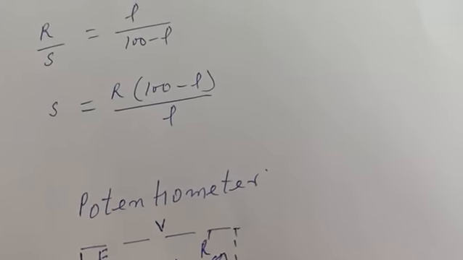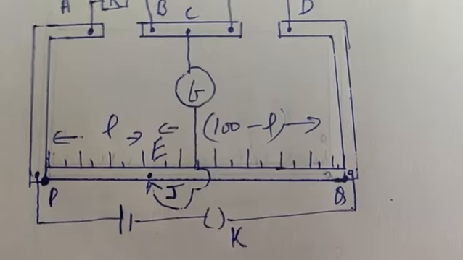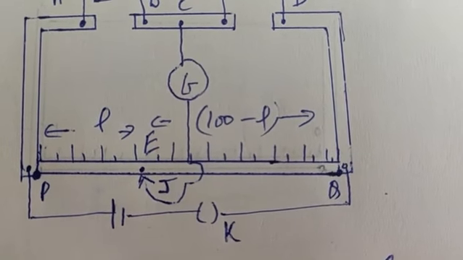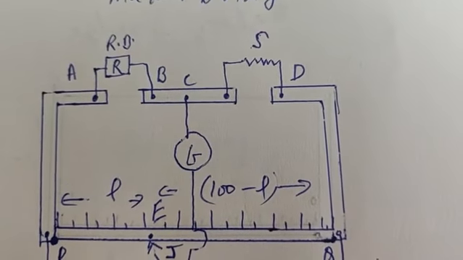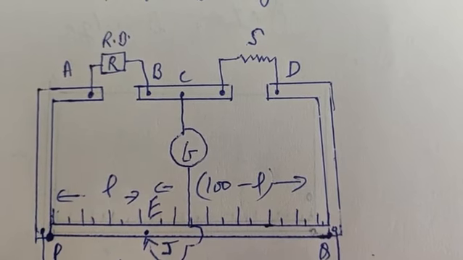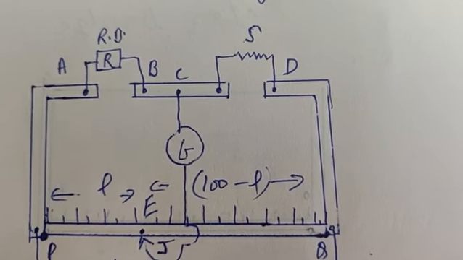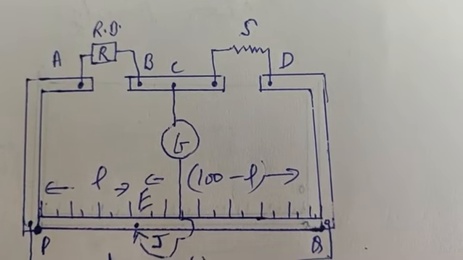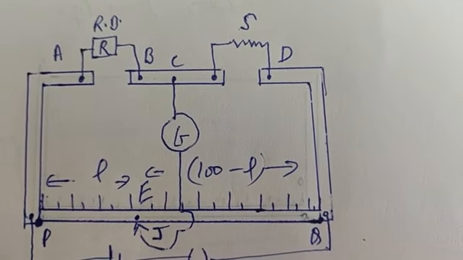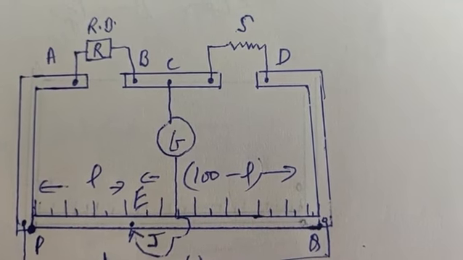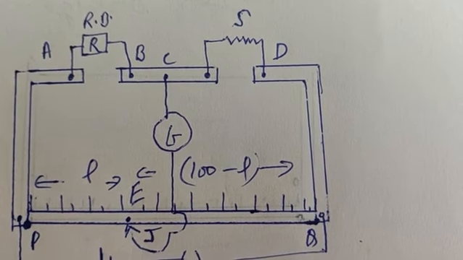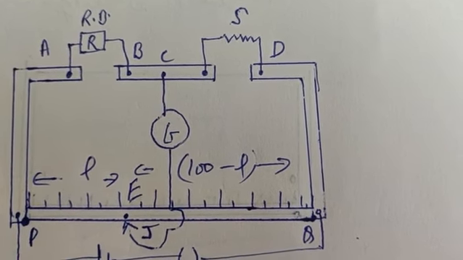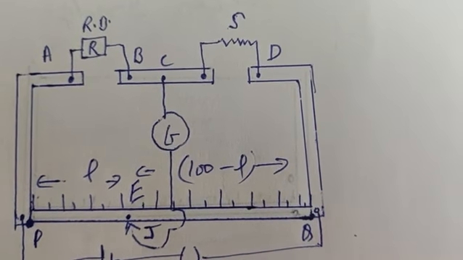For the null point, this null point should be between 30 and 70. If it is less than 30 or more than 70, then the percentage error will be more. And we can adjust this null point by changing the value of R. If the ratio of R and S is very high, in that case the null point will be less than 30 or more than 70. So we will have to adjust the value of R so that the percentage error, or you can say error, remains minimum. You will get the best result if the null point is around the 50 centimeter mark.